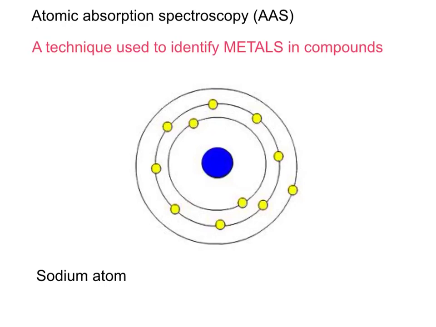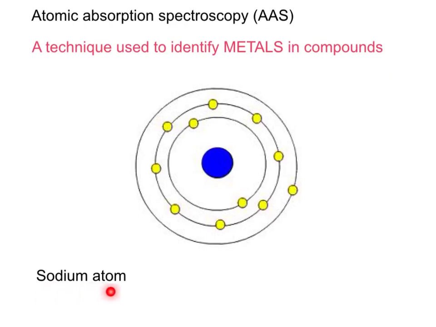This is a short overview of atomic absorption spectroscopy, AAS. Please remember it's only used to identify metals in compounds. So for example, if you had sodium chloride, it would only be the sodium that was being detected.